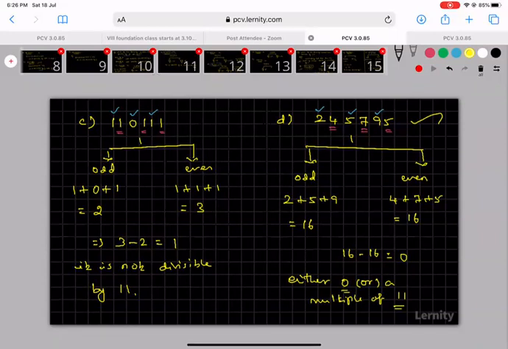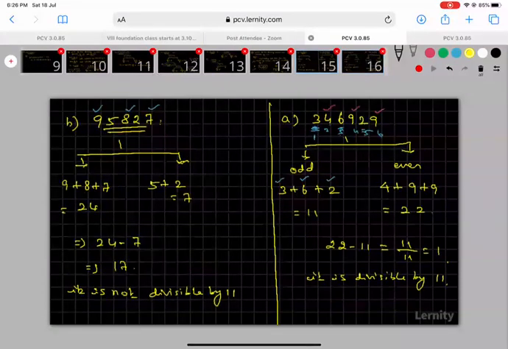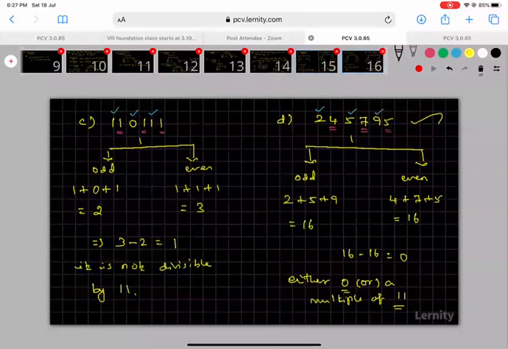Okay, so in these problems which one is divisible by 11, sir? Problem number D is divisible by 11. Problem number C is not divisible by 11. Problem number B is not divisible, problem number A is divisible. Okay, please understand: A is divisible by 11, B is not divisible, C is not divisible, and D is divisible.